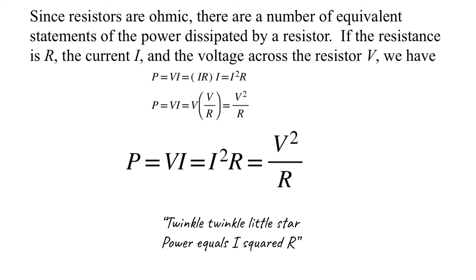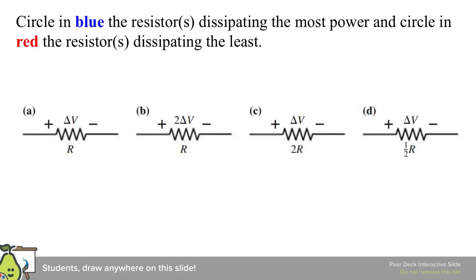This is often summed up in the engineering nursery rhyme, "Twinkle, twinkle, little star, power equals I squared R." I don't know how many people still say that, but it shows up in every class that talks about these, so there you go. Circle in blue the resistors dissipating the most power, and circle in red the resistors dissipating the least.